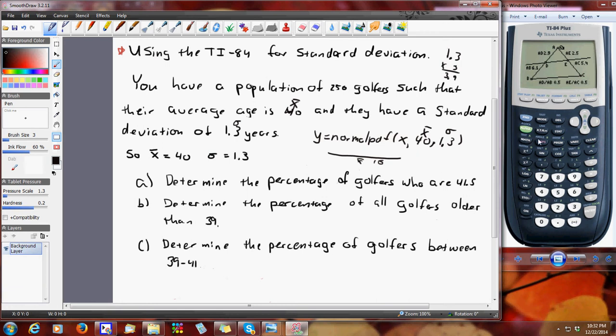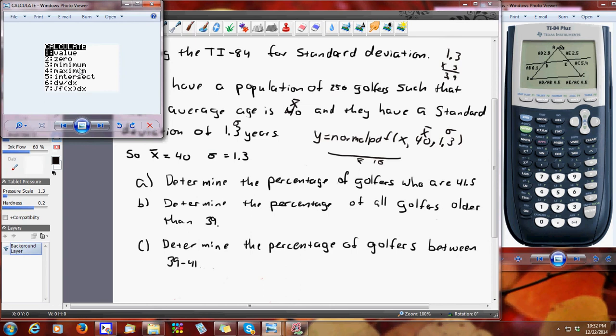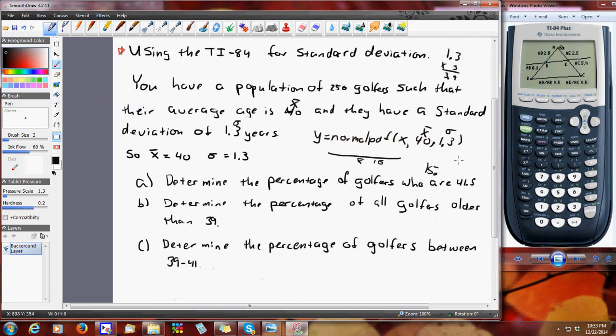To do that, I press calculate, and when you do that, you're going to get this. Oh, I'm sorry, you have to press second and calculate. Press 1 for value, and it'll say X equals, and you'll just type in 41.5, and you're going to get a number. This number happens to be 15.77, so I'm going to say 15.8% are 41.5 years of age.